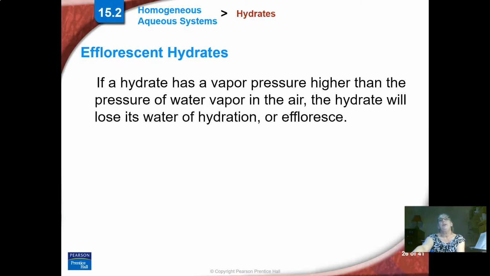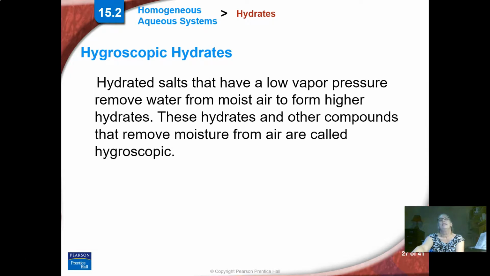Sometimes if a hydrate has a vapor pressure higher than the pressure of water vapor in the air, the hydrate will lose its water of hydration, or effloresce. So some hydrates will lose water, some will gain water.